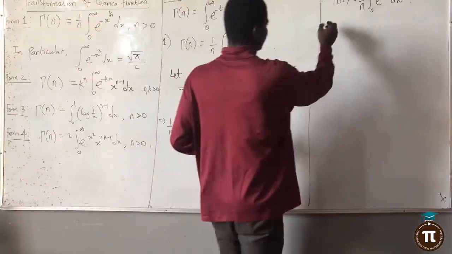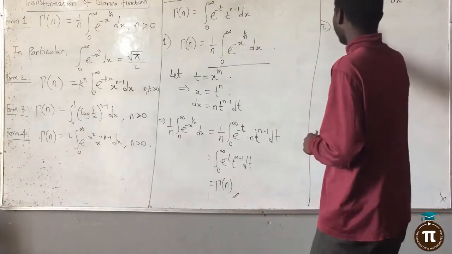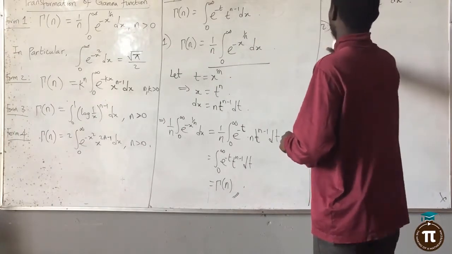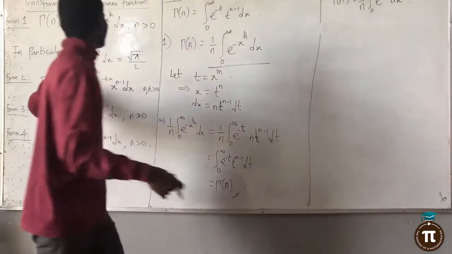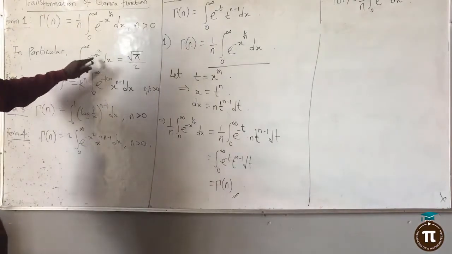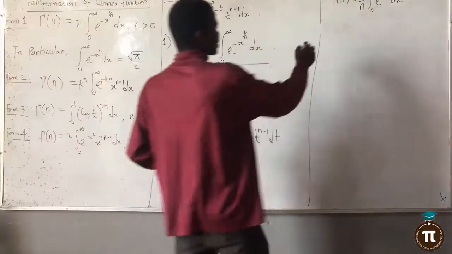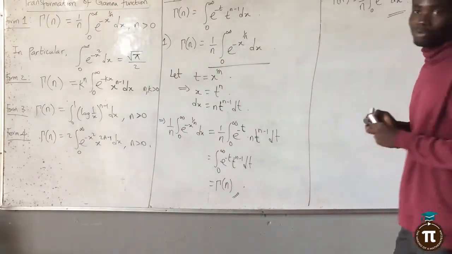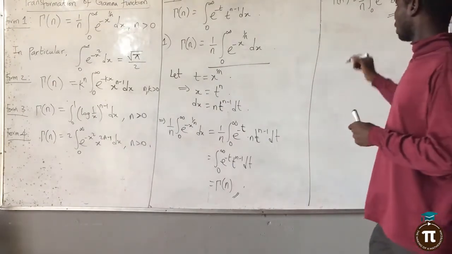I want to prove 2. So to prove 2, we conclude from that one, in particular, that the integral from 0 to infinity of e raised to power minus s squared ds equals root pi over 2. So what is that trying to say? From here, from 1, you let n be 1 over 2.